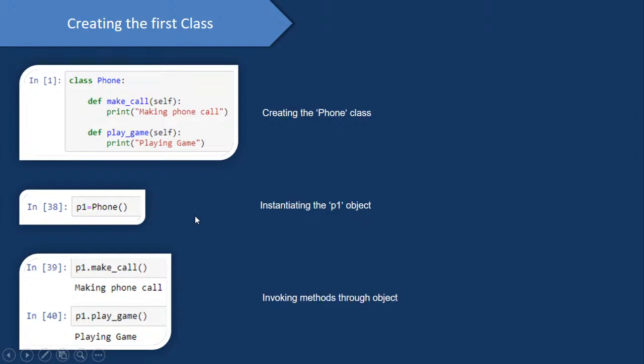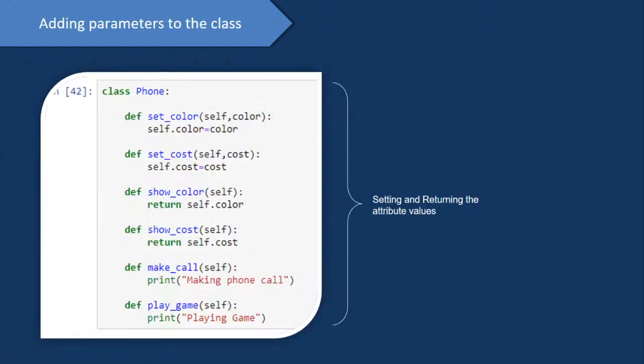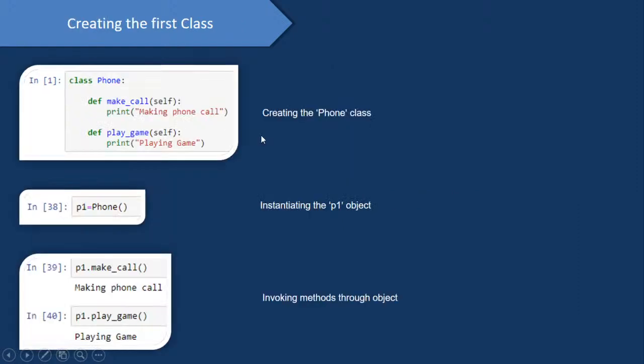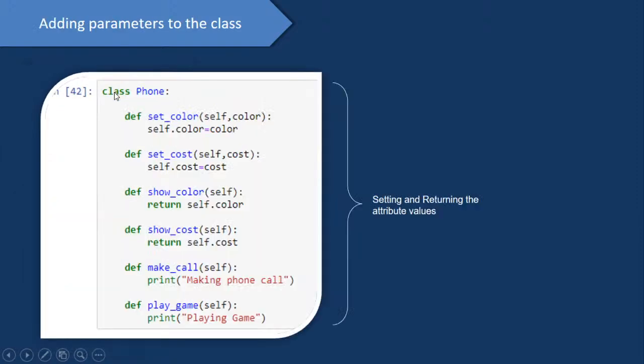So till now we did not have any external attributes over here, and now we will add some more attributes. So as you see, we don't have any internal parameters or internal properties inside this class. So let's go ahead and set those internal properties.